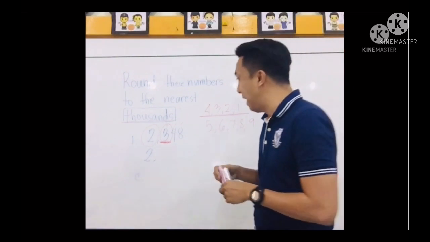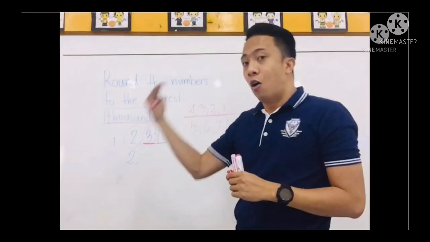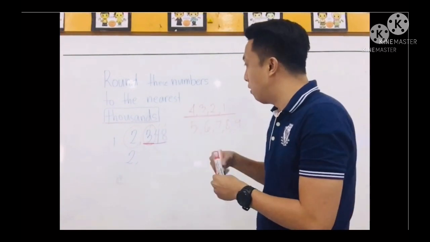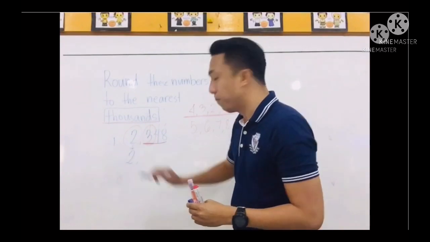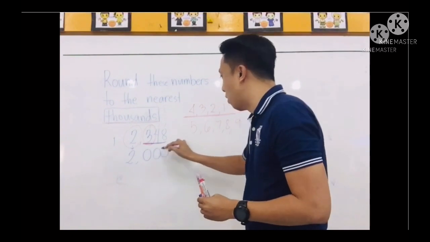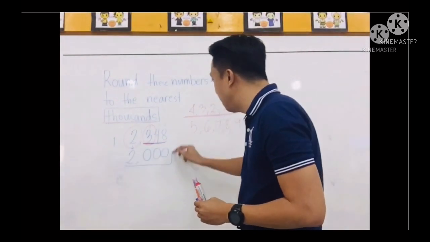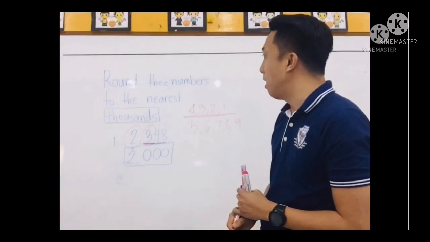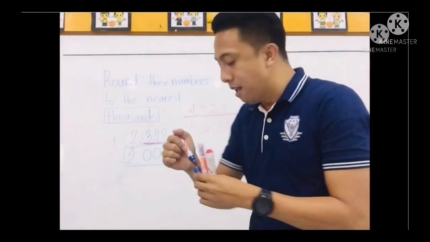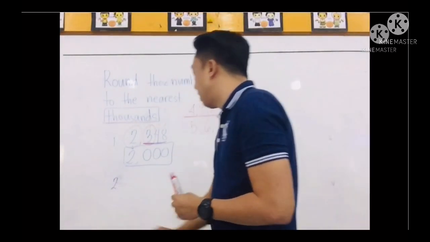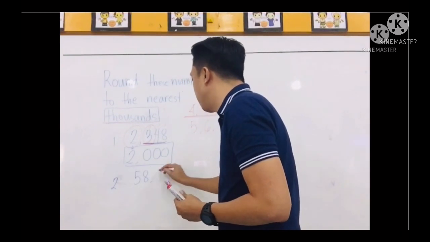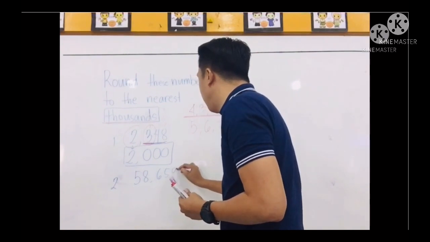Okay? So after doing those 4 reminders, you need to transform or change these numbers on the right side into 0. Right? So after copying the given number, we will change these numbers into 0. So therefore, 2000 is the number, if you round off this number into the thousands place. Alright? Number 2. One of our numbers is 58,659.